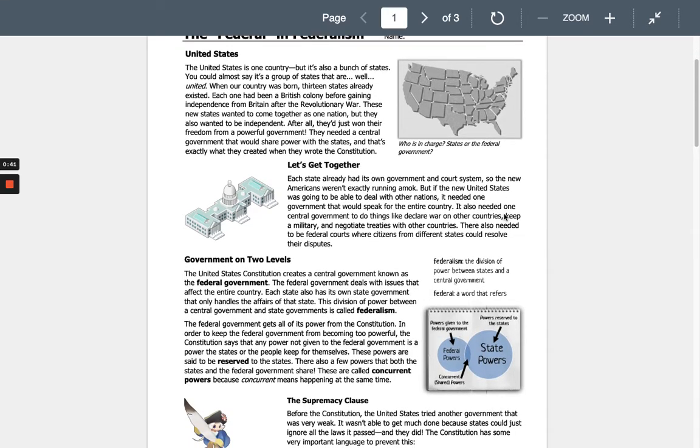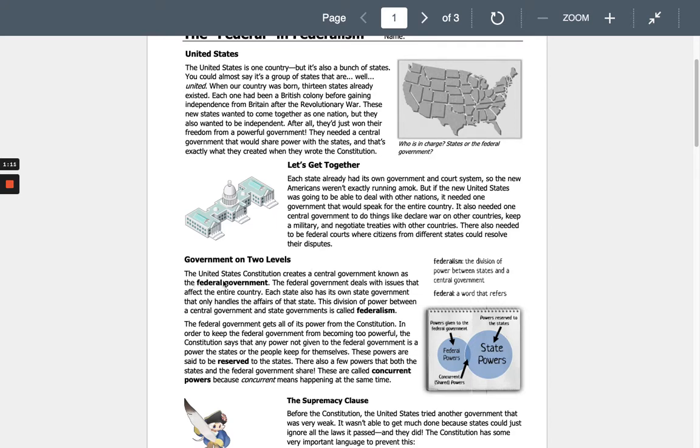Each state already had its own government and court system, so the new Americans weren't exactly running amok. But if the United States was going to be able to deal with other nations, it needed one government that would speak for the entire country. It also needed one central government to do things like declare war on other countries, keep a military, and negotiate treaties with other countries. There also needed to be federal courts where citizens from different states could resolve their disputes.